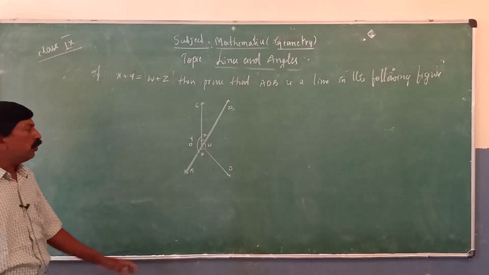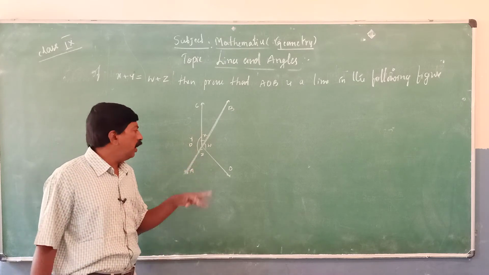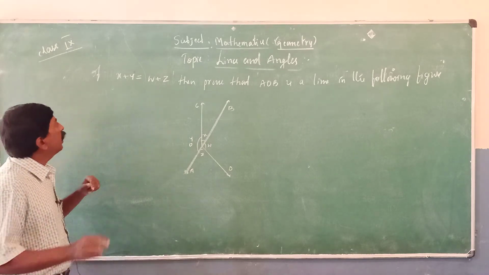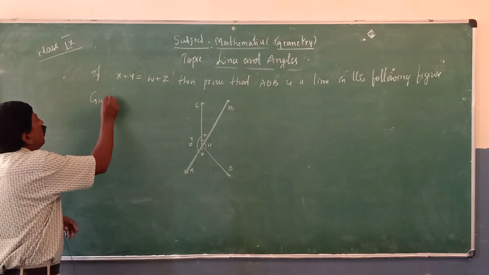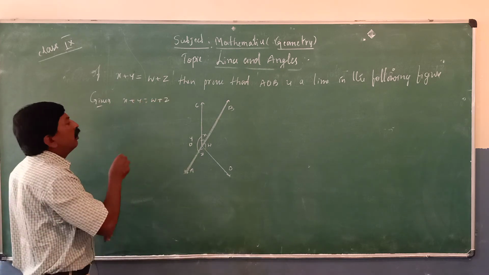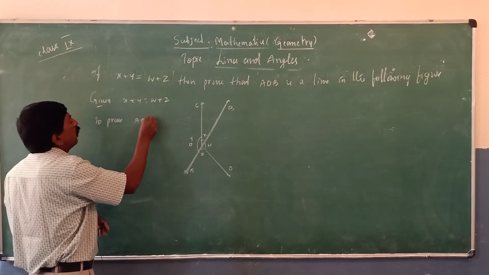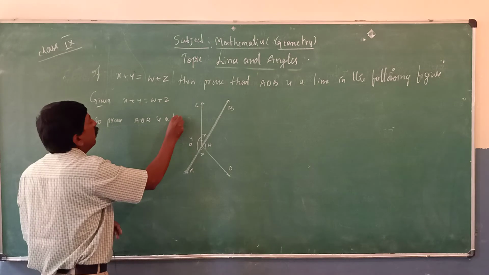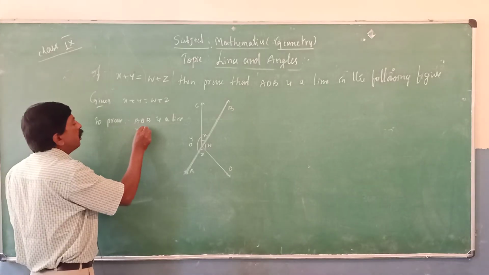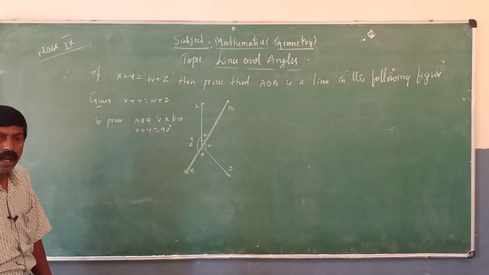So if you want to prove AOB is a line, you have to show that X plus Y is 180 degrees. What is given in this diagram? Given x plus y is equal to w plus z. What we have to prove? We have to prove that AOB is a line, which means x plus y is equal to 180 degrees. Then we can say that AOB is a line.